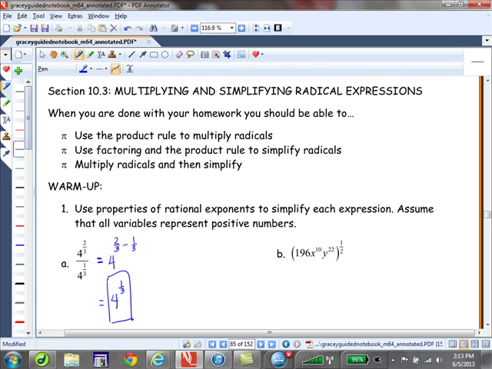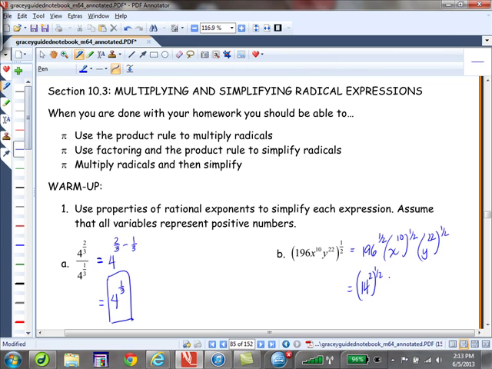Next up, we have 196 to the 1/2 because we have a product raised to a power. We have x to the 10th raised to the 1/2, and we have y to the 22nd raised to the 1/2 power. This gives us, I don't know if you realize that 196 is the same as 14 squared.